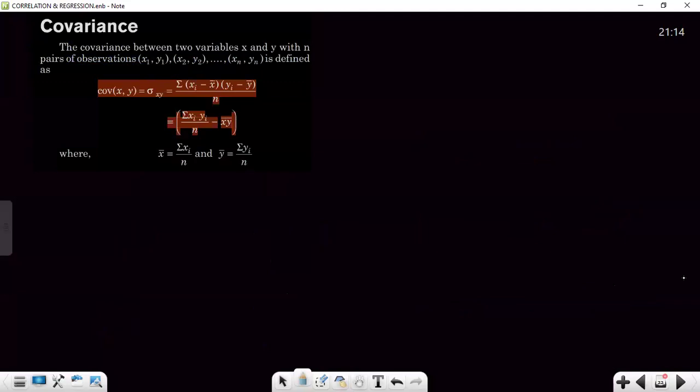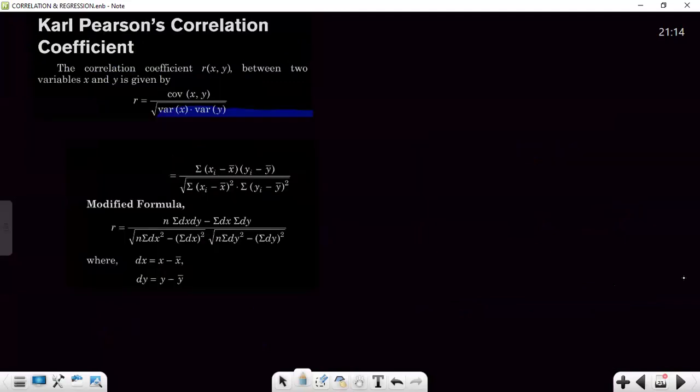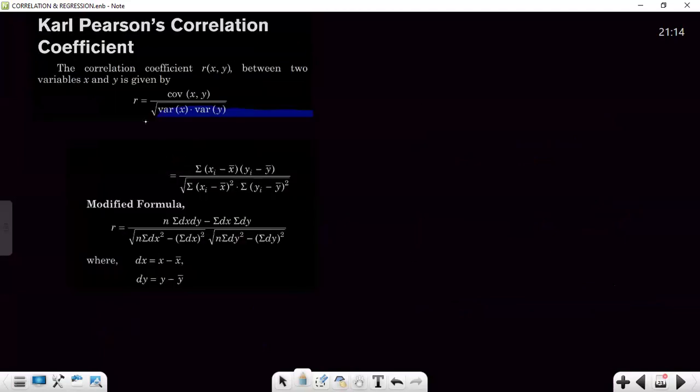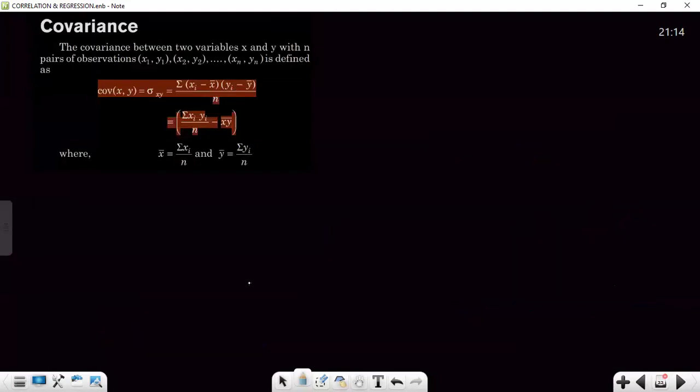which is actually not the second topic. So this is covariance. Let me first show you the R. This is the R, Karl Pearson's correlation coefficient. We will talk about it later, but we'll require the covariance subtopic to discuss that. So first let's discuss the covariance.